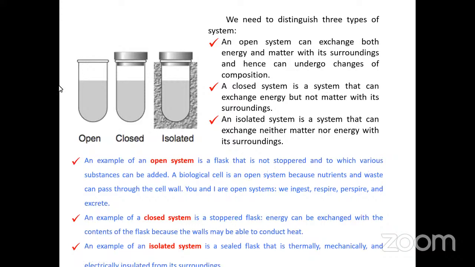Now let's look at the different types of system. We need to be able to distinguish between different types of system. I mentioned an open system before. We have three different types of systems: open system, closed system, and isolated system. An open system can exchange both heat and matter with its surroundings, and hence can undergo changes of composition. I'm going to give you examples here. You can exchange heat, you can exchange material, anything comes in and goes out. That is an open system.